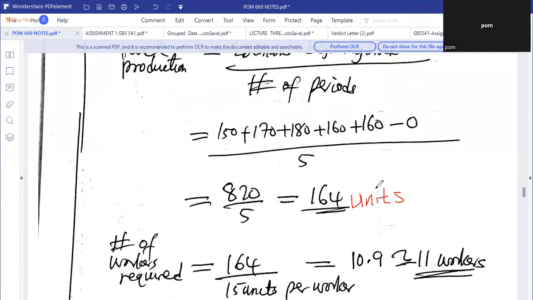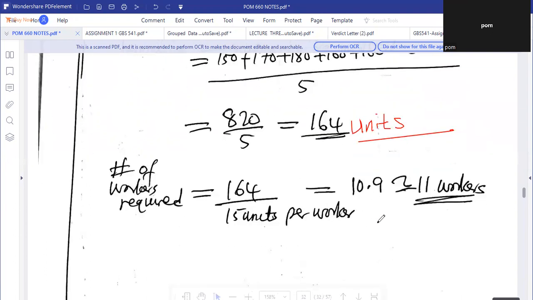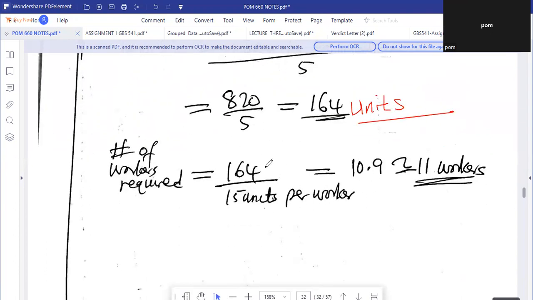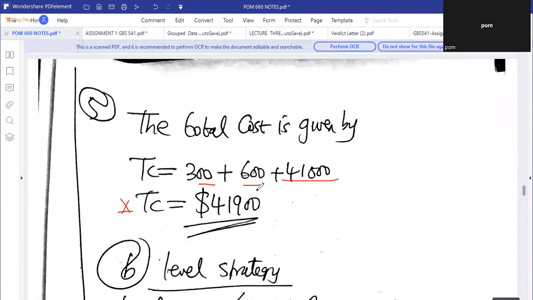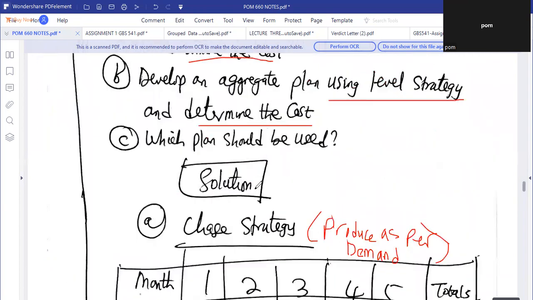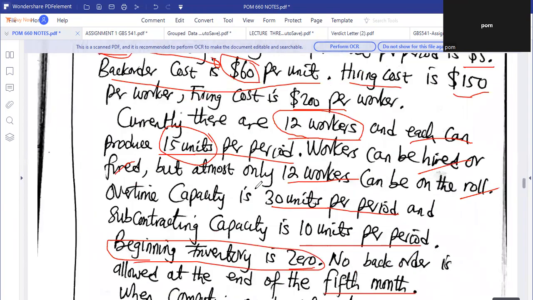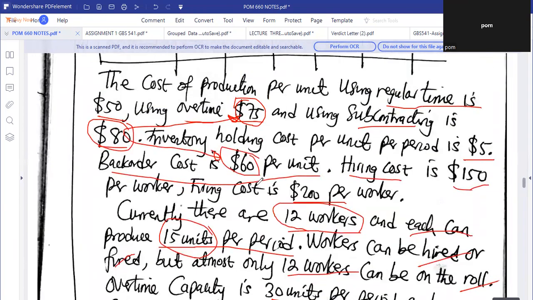So what is supposed to be done here is that you can find the number of workers required for this. So it is 10.9, which is 11 workers. The 15 is actually coming from the information that has been given in the question, where we say each worker is able to produce 15 units per period. So we have 15 units per period, each worker.